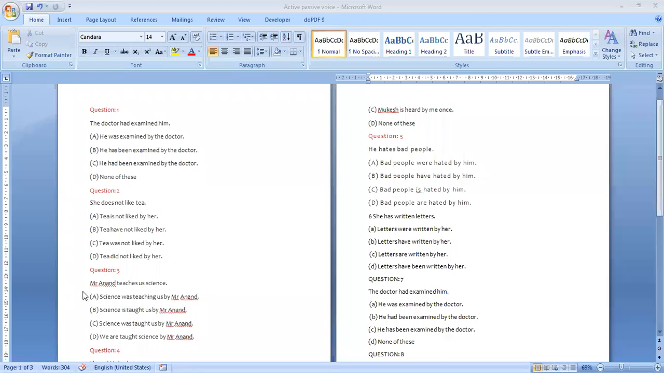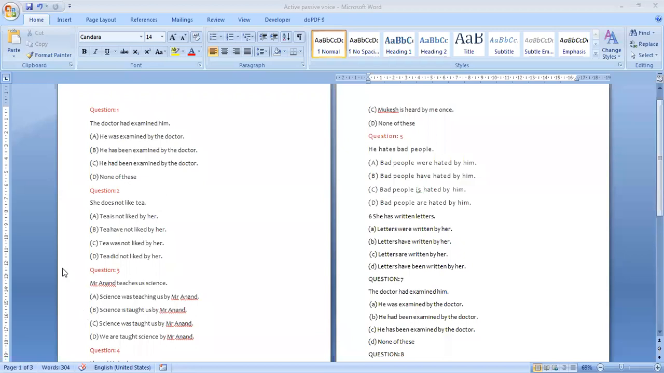First option. Mr. Anand teaches us science. First answer is option C. Second, A. Okay. Now third one. Science teaches. So simple present tense. So science is taught to us by Mr. Anand.